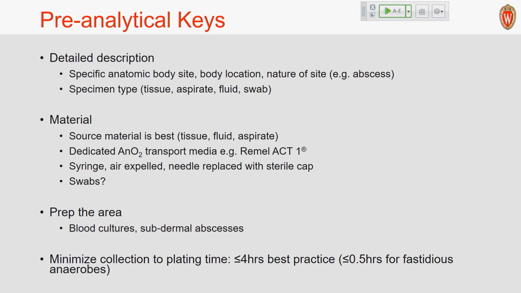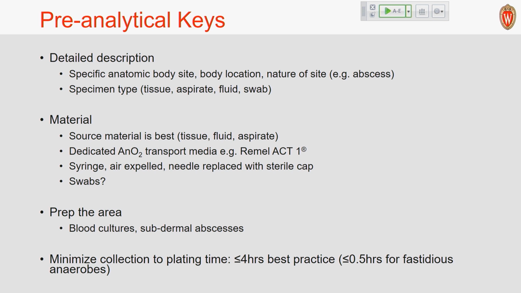Prepping the area, we've already talked about that with blood cultures, but that's certainly something to think about if there's going to be an aspirate taken. Cleaning the site of the aspiration is very important. And then we want to minimize that plating time.